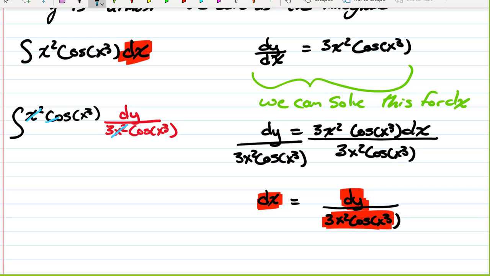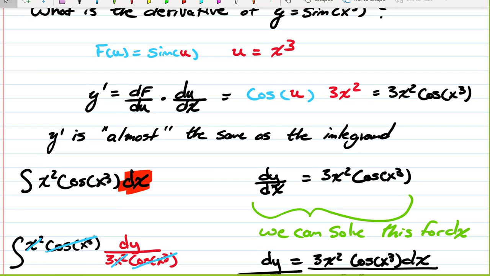The x squareds reduce out and the cosine x cubeds reduce out. We have a constant of 3 in the denominator, so we pull it out in front of our integral as a fraction of 1/3. The only thing that's left is dy. So after substituting this in, the integral of x squared cosine x cubed dx is equivalent to 1/3 times the integral of dy. We know how to do that integral, so this is 1/3 y plus an arbitrary constant. But what was y when this whole thing started?